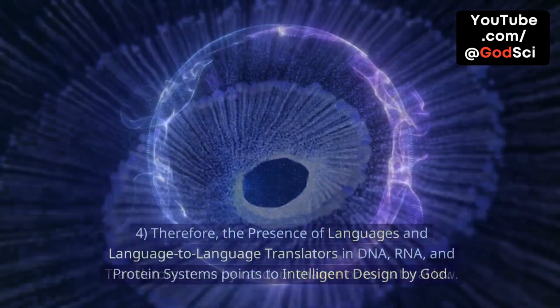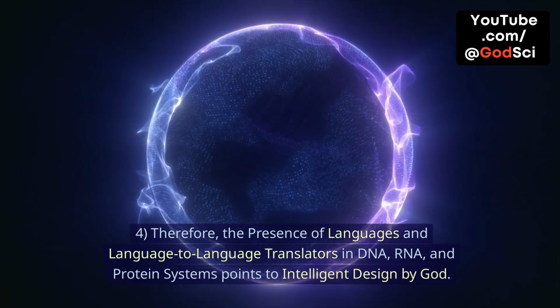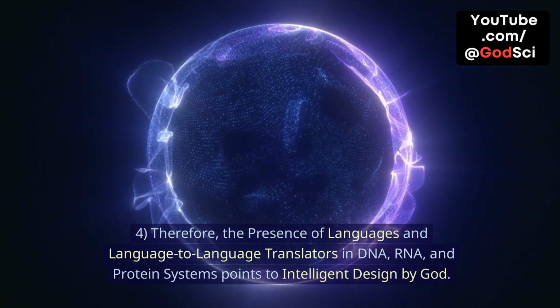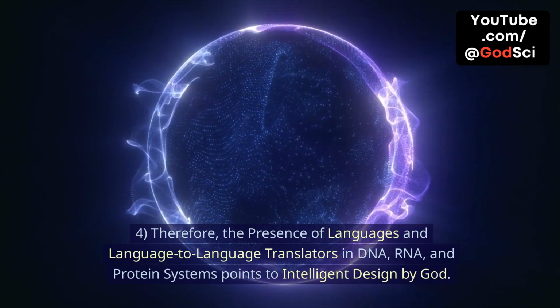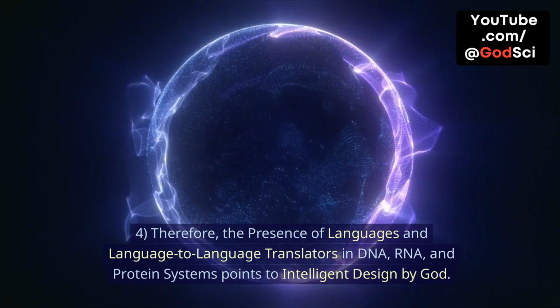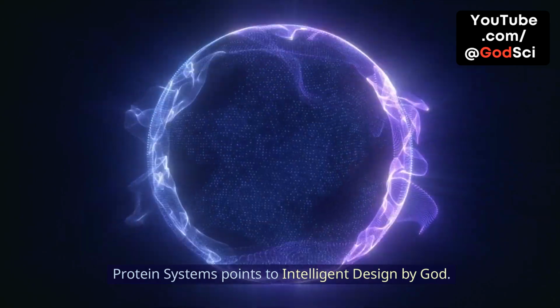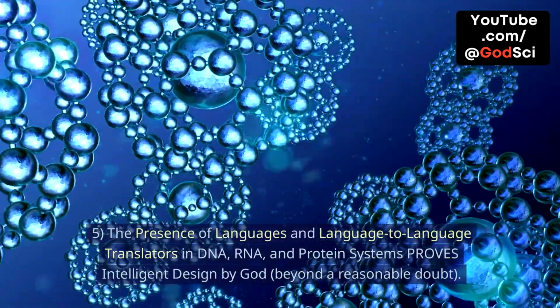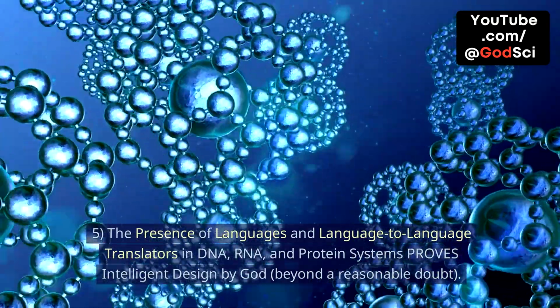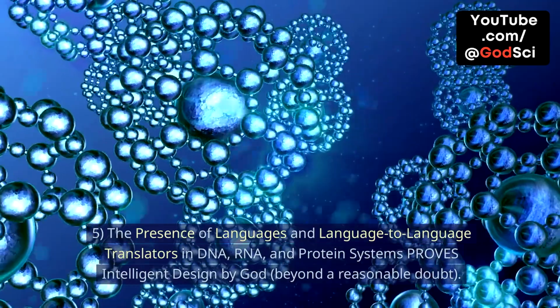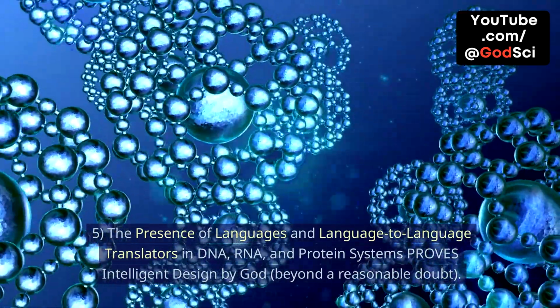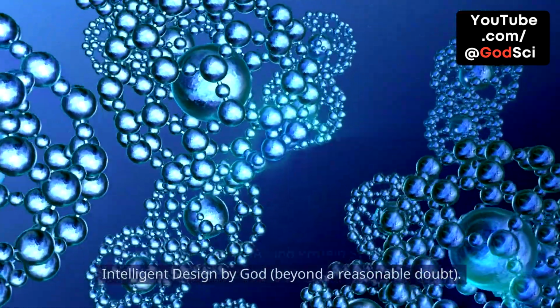4. Therefore, the presence of languages and language-to-language translators in DNA, RNA, and protein systems points to intelligent design by God. 5. The presence of languages and language-to-language translators in DNA, RNA, and protein systems proves intelligent design by God, beyond a reasonable doubt.